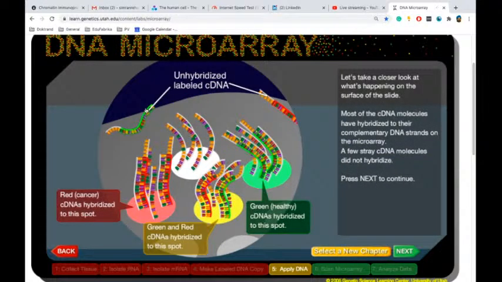So let's take a closer look now. We have what's happening on the surface of the slides. We have green ones, red ones, and also the red and green hybridized ones. So on these spots are the hybridized genes. These are the healthy genes, complementary genes on this spot. These are the red cancerous hybridized genes, and there is some unhybridized labeled complementary DNA on the surface, and also some doesn't have any complementary DNA, so they didn't attach to any part, and some are together.